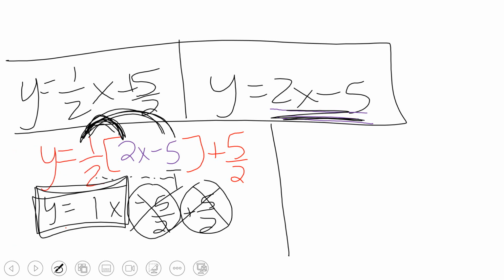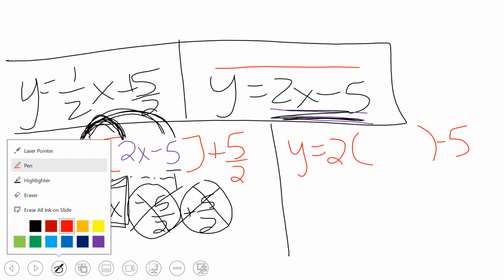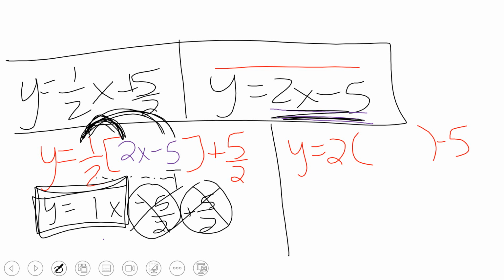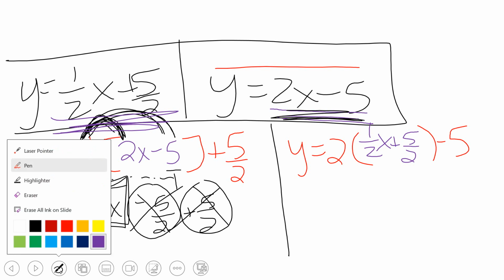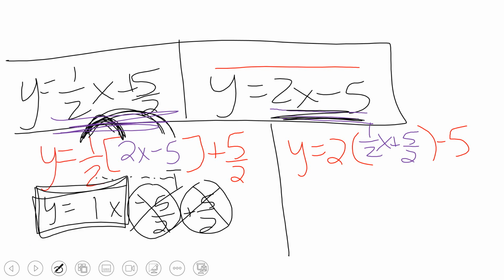So I'm going to write down the other equation, y equals 2x minus 5. I'm using this one. But wherever I see an x, I'm going to leave a big space, either with brackets or parentheses. Inside of that space, I'm going to come back to the equation I have not touched and write 1/2 x plus 5 over 2. And we're going to get started.